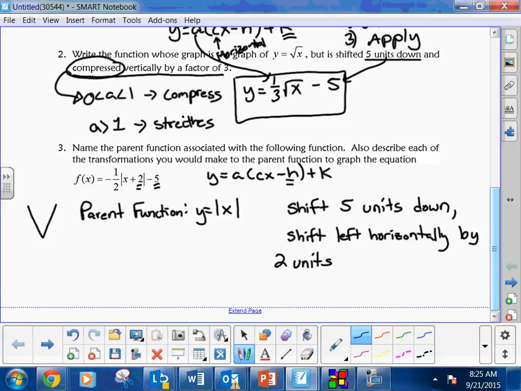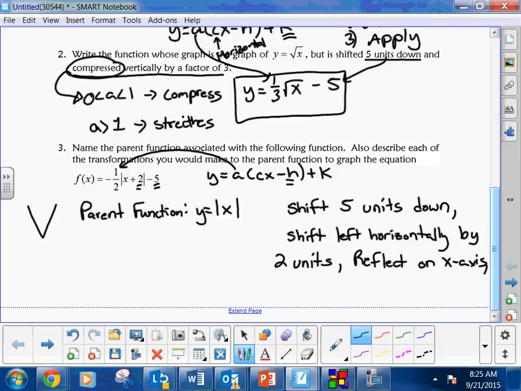And the last part, well, a couple of things. We also have an a value, which is here. Now, the negative in front of the half is going to make it reflect on the x-axis. So you have to make sure that you understand that the negative a reflects on the x-axis.